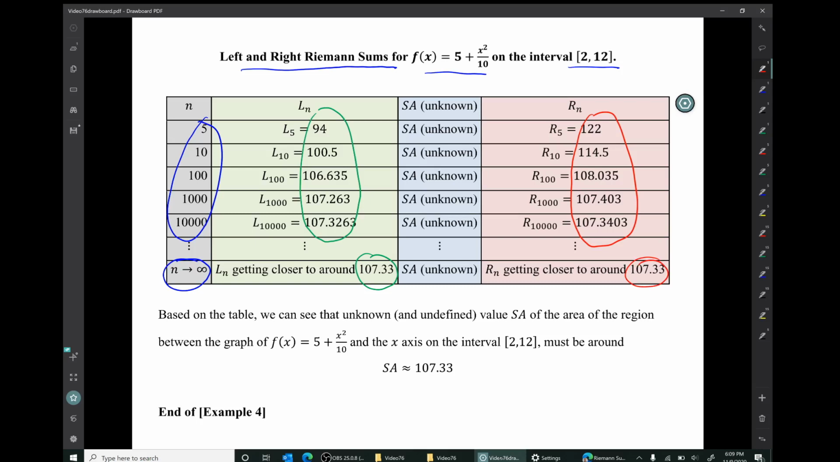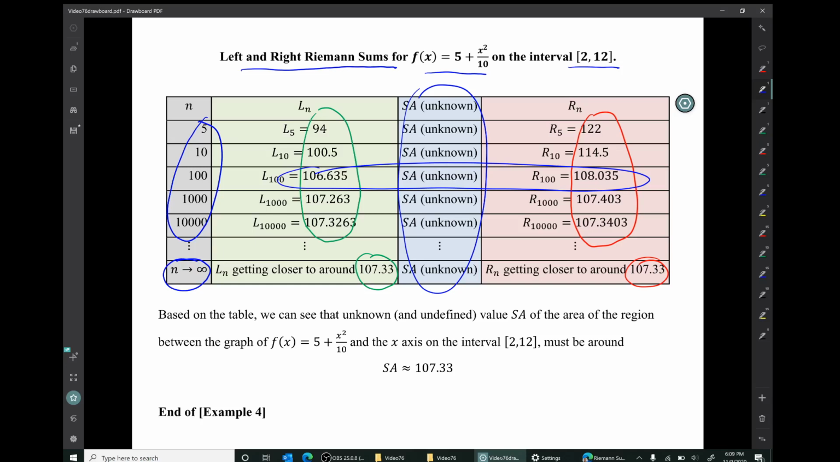Now keep in mind that in each of these rows we have an area sandwich. That blue signed area, which is unknown, is somewhere between the green number on the left and the red number on the right. This blue number in the middle is not changing. It's just some unknown number. But it's always in between the green and red numbers.